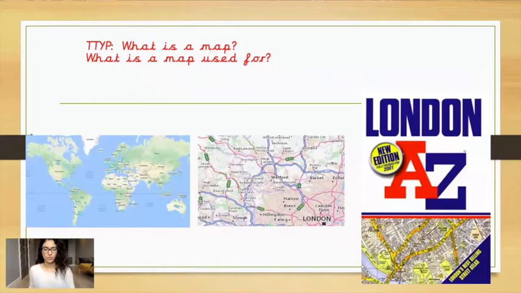I would like you to have a think about what a map is and what a map is used for. You can't talk to your partner, unfortunately, but you can talk to an adult, or talk into your nest, or just think to yourself, or write it down. What is a map, or what is it used for? You can talk about your own experience with a map as well.